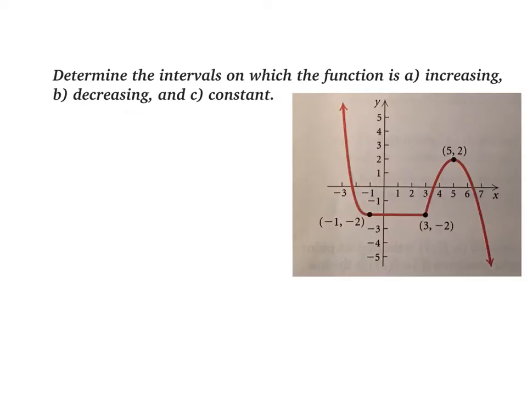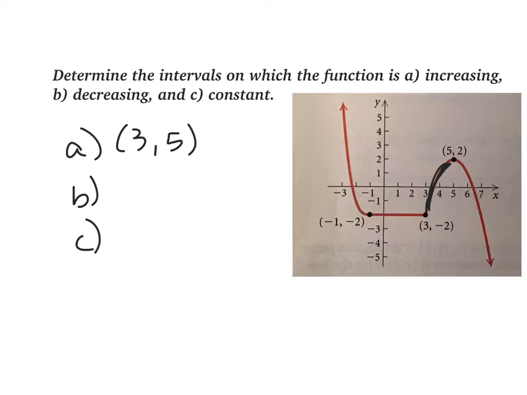All right, here's one more. This is what your homework's going to look like. It says determine the intervals in which the function is increasing, that's part A, decreasing, which is part B, and constant, which is part C. Now it's increasing. The only place I see it increasing is this area right here. It's going up right there. So remember, we're using our x's, we go left to right, so it's increasing from 3 to 5, and that's all.